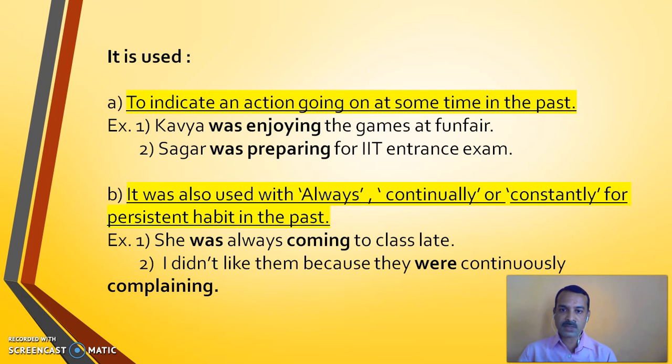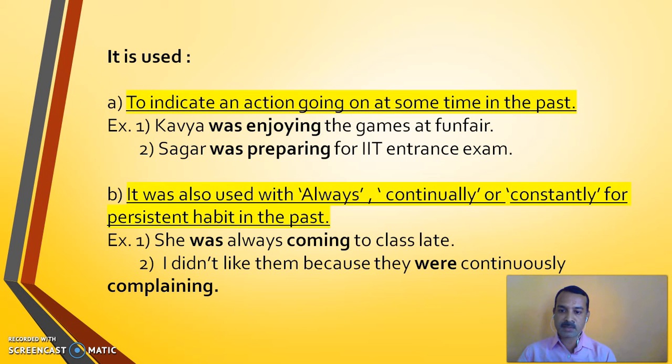Again, past continuous tense is also used with always, continually or constantly for persistent habit in the past. It refers to the habitual actions in the past. In this example, she was always coming to class late. This sentence is talking about her habit in the past, that she was always coming to class late. So here also was and come as the main verb, and by adding suffix ing to it, it becomes coming. She was coming to class late.